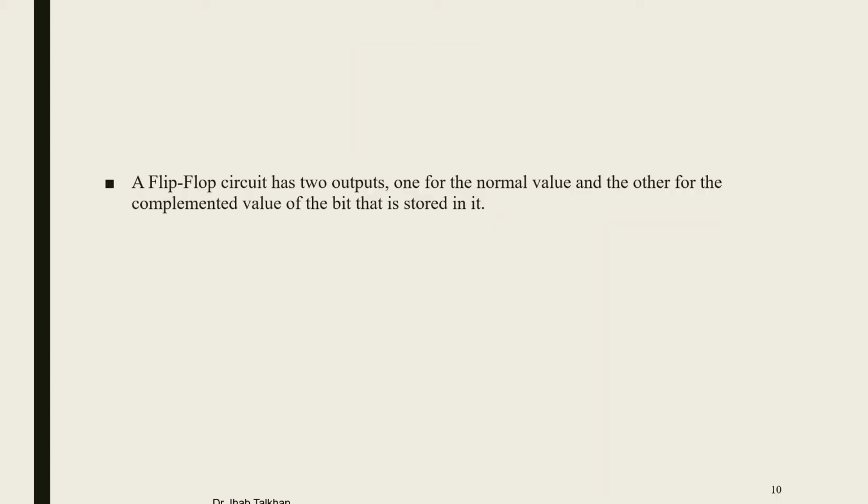Remember also that, as we discussed in the video, the flip-flop circuit has two outputs, Q and Q bar. One is the normal value Q, and the other is the complemented value of the bit that is stored in it. So you have to remember that the output of each flip-flop is only one bit, but actually we have Q and Q bar present as outputs for that flip-flop.